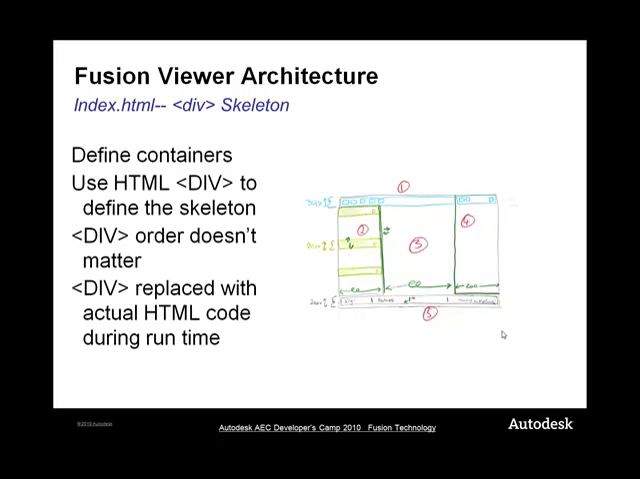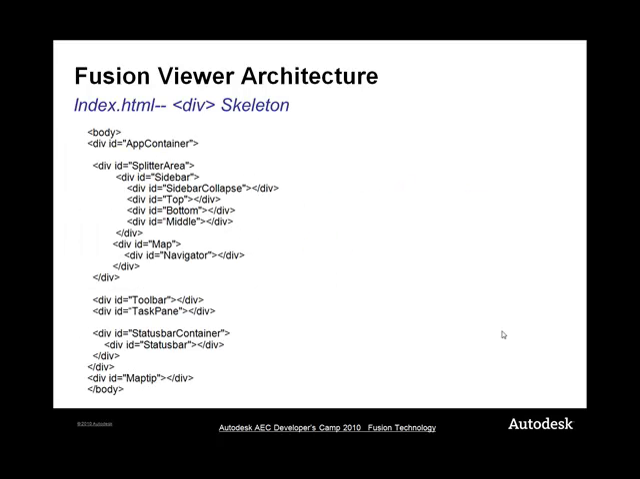Div tags are used to define the containers. They are organized with parental relationships to build the skeleton of the home page. The order doesn't matter, and the parental relationship does. These containers will be replaced with actual HTML code during the runtime. Here's an example of div skeleton.